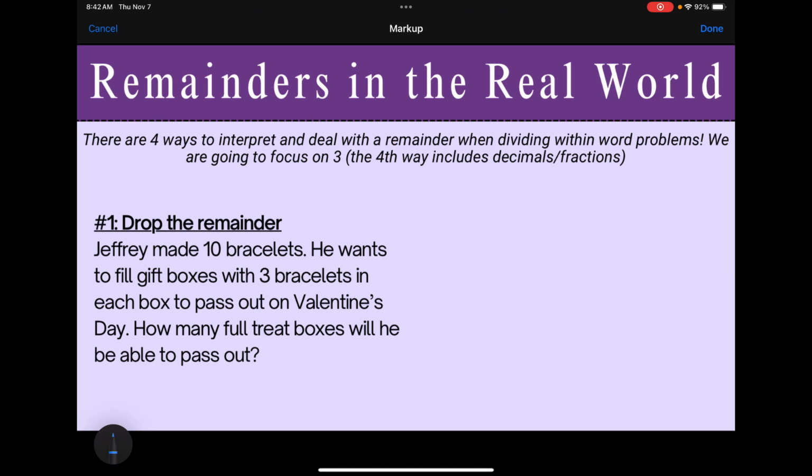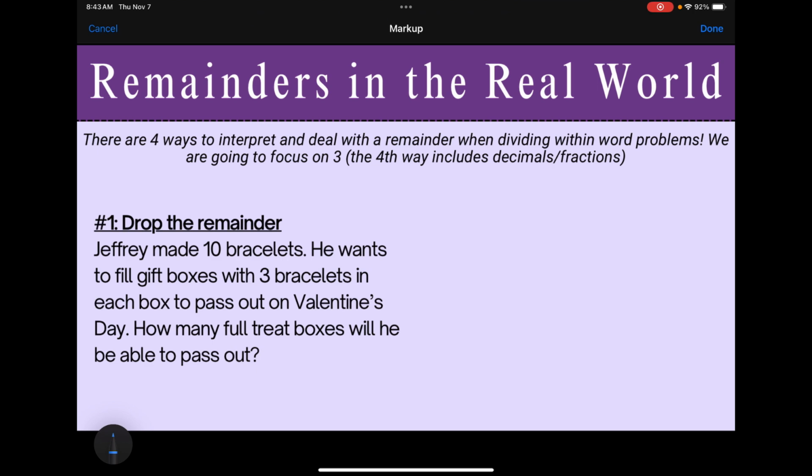Now, those were all math answers when we got a whole number with a remainder, but remainders in the real world are a little bit different. There's actually different ways to interpret and deal with remainders when we're talking about word problems and story problems in the real world. We're going to focus on 3 of those different ways. The 4th way talks about decimals and fractions, and we're just not there yet. The first way is to completely drop the remainder. So when we get an answer, we're going to completely ignore that remainder part of our answer.